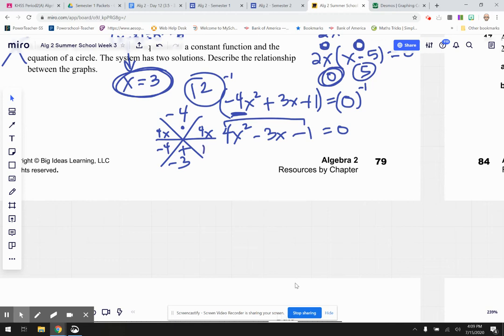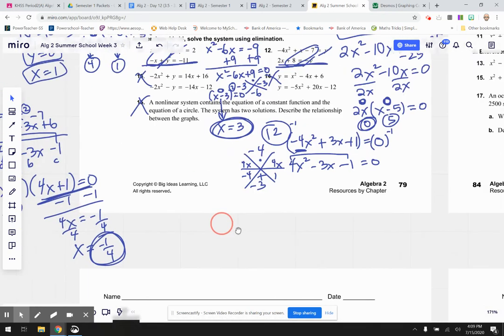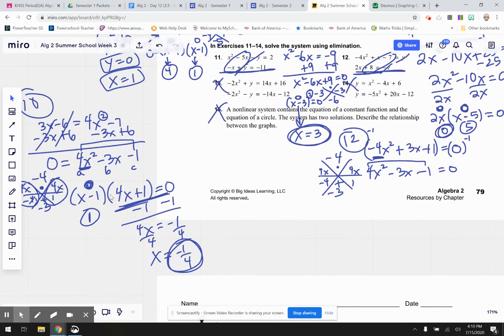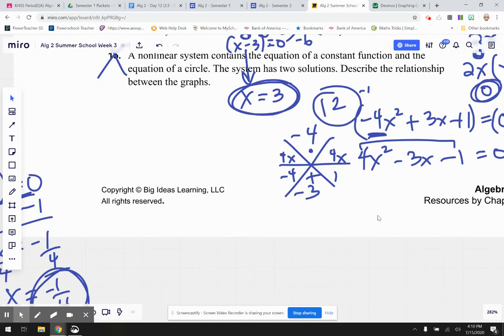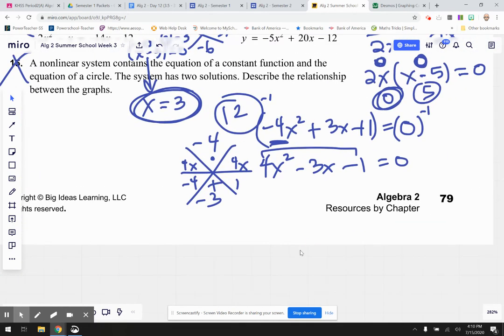So you're getting the same two parentheses that we got on the last one. x minus 1 and 4x plus 1 is the exact same two. We had the exact same here: 4x squared minus 3x minus 1, 4x squared minus 3x minus 1. So yeah, same answer would be 1 and negative 1/4. So we have x equals 1 and negative 1/4. Those are the answers we got last time.